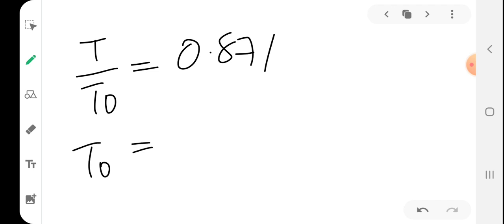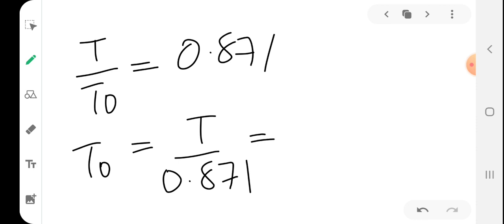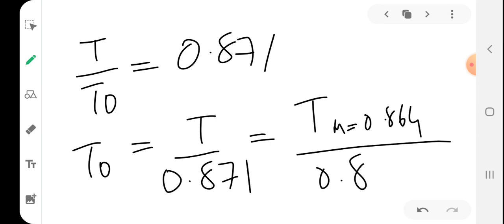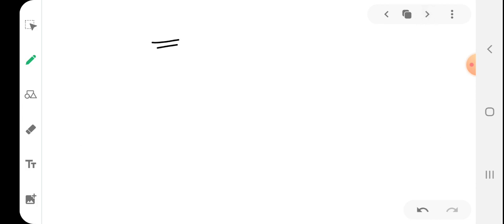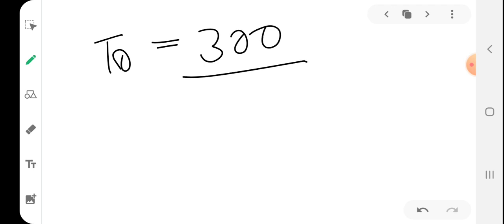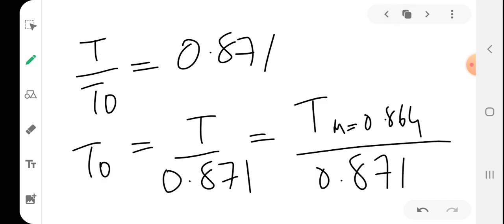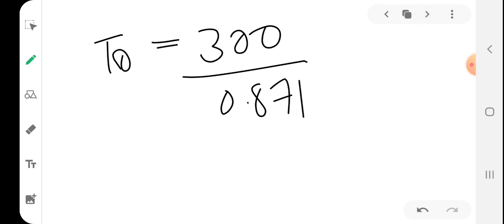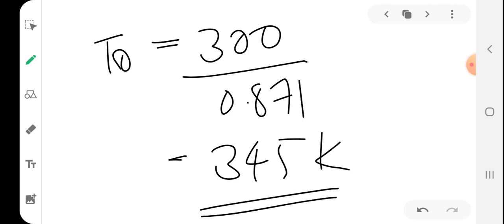So T0 will be T by 0.87. T is the temperature for the particular section where Mach number is 0.864. So T0 will be 300 by 0.87, sorry, 0.871. So that value will be around 345. So directly we obtain the value of T0. So this is how you use the gas table.